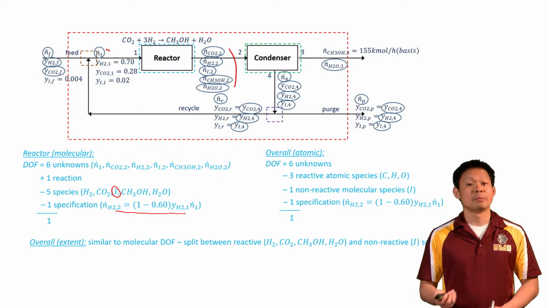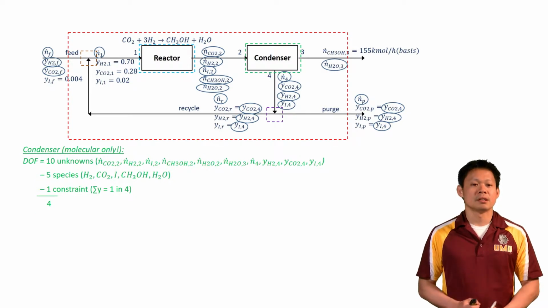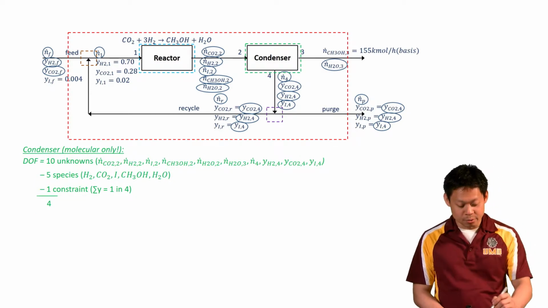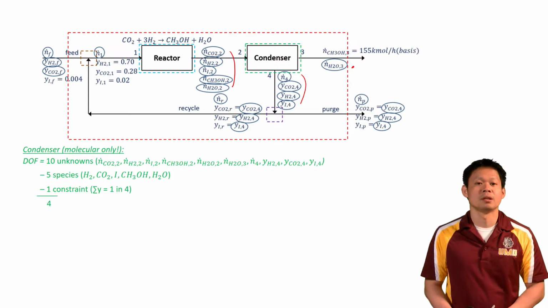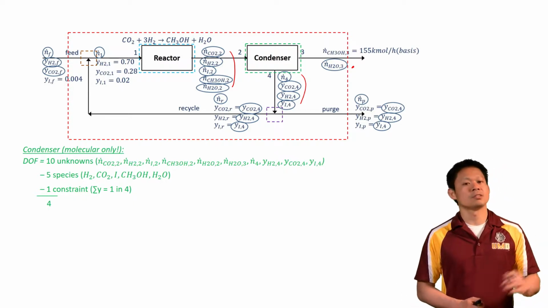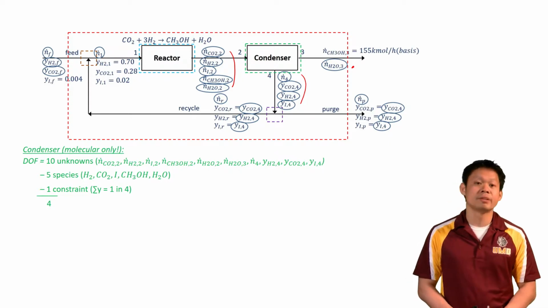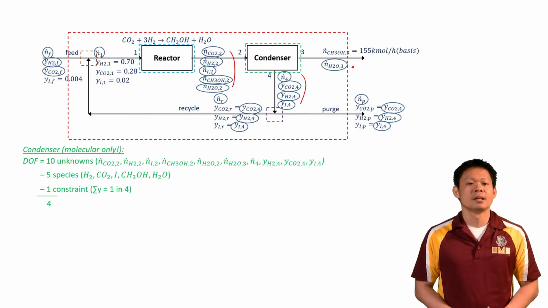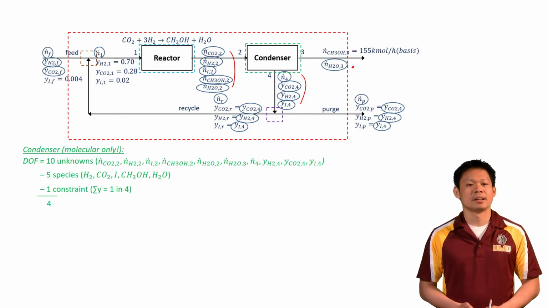Let's move on to the remaining 3 units we have, the condenser, the splitting point, and the mixing point. Here's the condenser. The condenser has a lot of unknowns around it. We have everything unknown in stream 2, everything unknown in stream 4, and then one more unknown in stream 3. So that's 10 unknowns. There are no reactions in this case, so we are only doing a molecular species method. We have all 5 species within this condenser, and we have one constraint because in stream 4 we have labeled it in terms of mole fractions. And so now we have 10 minus 5 minus 1 equals 4 for the condenser.